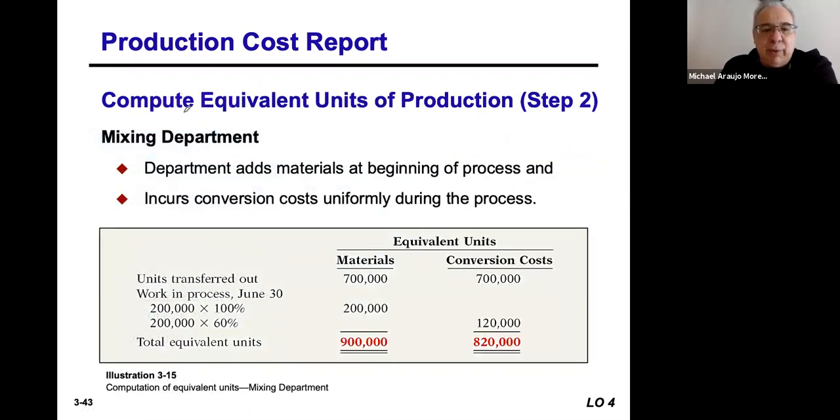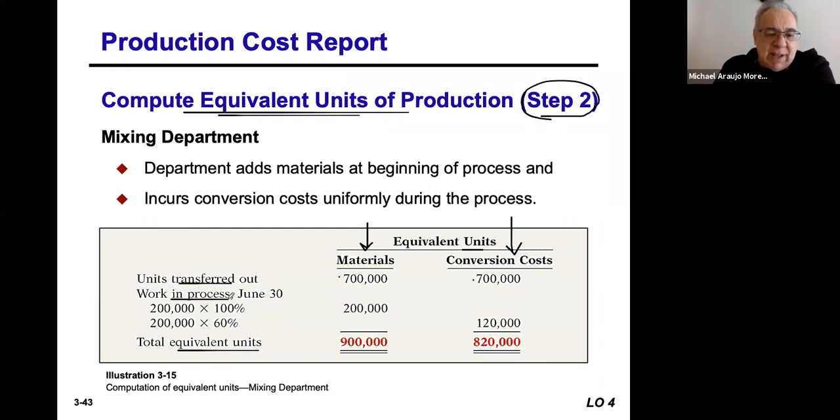Now we have to compute equivalent units of production. So step 2 is equivalent units of production, and you've also seen this before. When you look at equivalent units, we're looking at both the materials used and the conversion costs, to see what the actual equivalent units are. So the materials are all used, so all the ones that are transferred out are done, so all the materials have been used in that. All the conversion costs are also accounted for here.